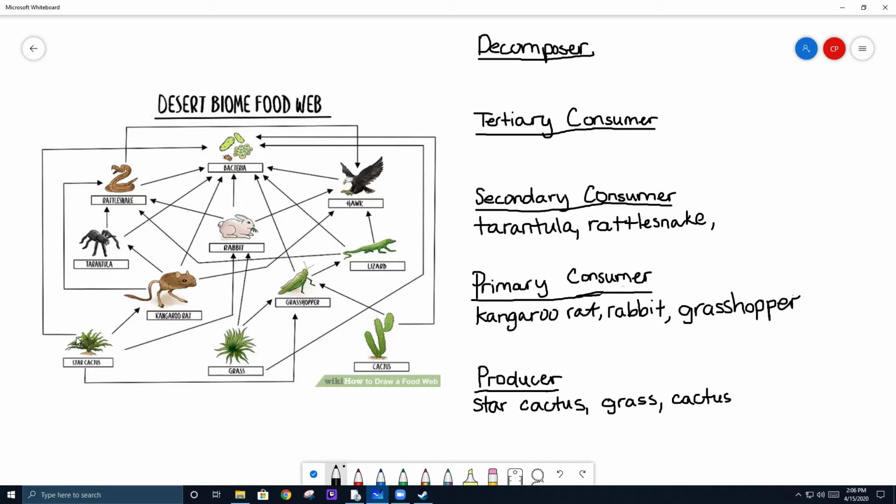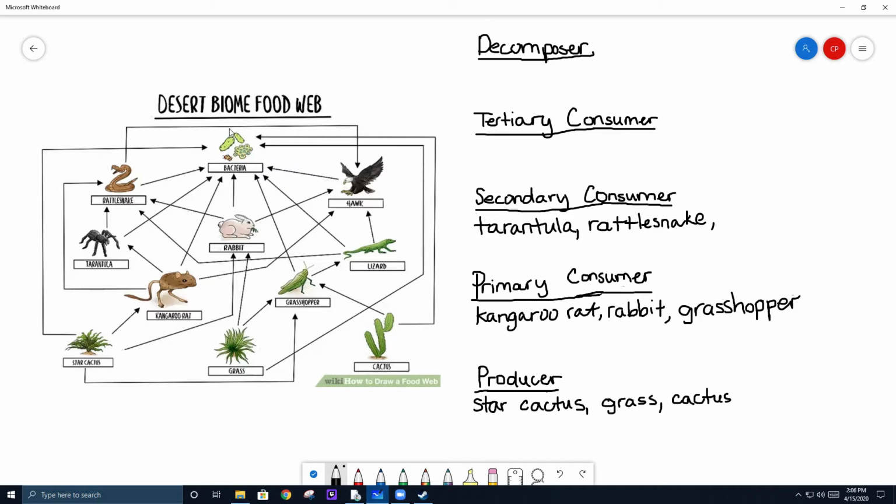I didn't talk about this earlier, but you have all these arrows pointing from all of these things to the bacteria. So bacteria is not considered a consumer, it's considered a decomposer because it doesn't really eat these things. What it does is it breaks down these things when they're dead. Everything has an arrow pointing to the bacteria, and that's because it's a decomposer. Usually when you have a decomposer, mostly everything will be pointing towards it, and that's how you know it's a decomposer.